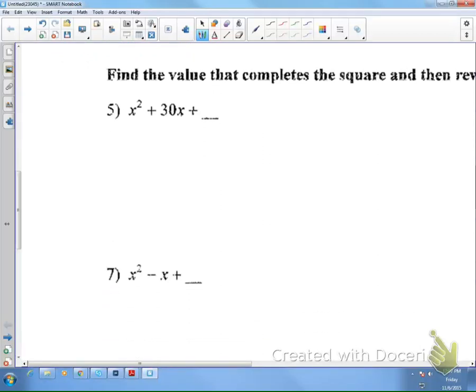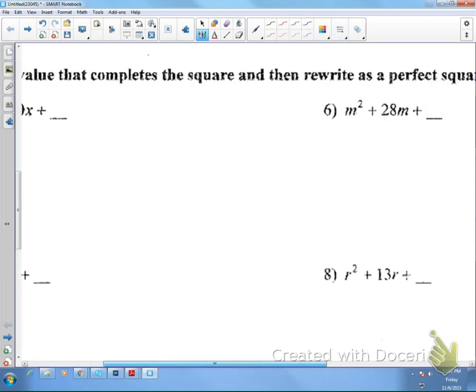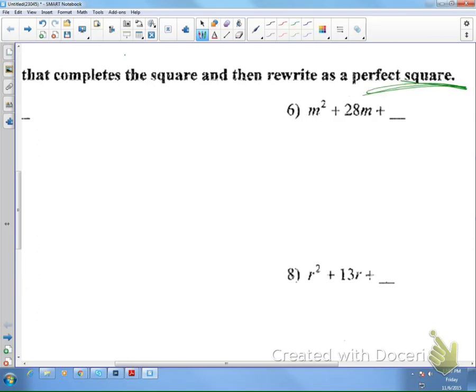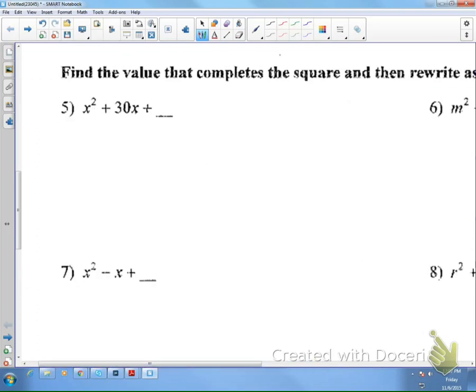Okay, let's look at number 5. The first part is still the same, but there's a second question. It says, then rewrite it as a perfect square. That's showing the length and the width in a binomial form. So number 5, we already know how to do the first step. Actually, we know how to do the whole problem, but B over 2 all squared. Can I see fingers in the air, please? What is B? 30. Fingers in the air.